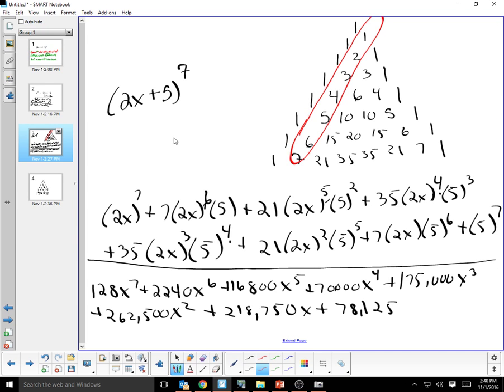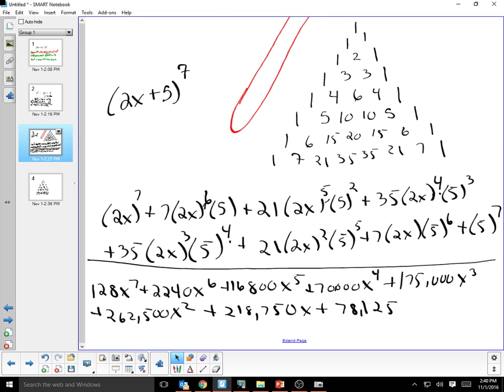So, now that I know I have to use this row, what are those numbers? Why are those numbers important to me? They have a special name. The name starts with a C. Components. Not components. Coefficients. They're the coefficients. And I'll kind of highlight them. See the 7? 21. 35. 35. 21. 7.